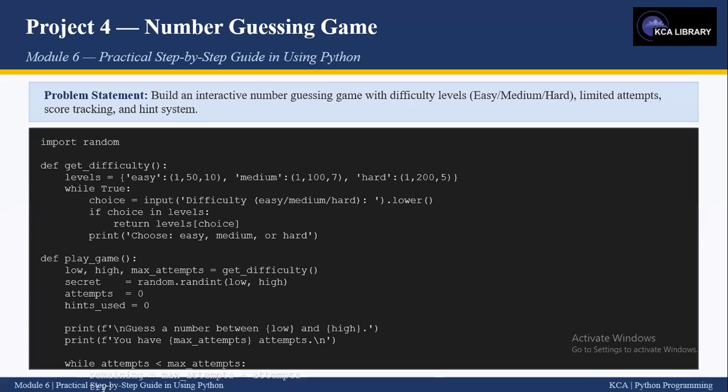The play_game function generates a random secret number, then enters a loop where the player guesses until they are correct or run out of attempts. Every 2 attempts, a hint is calculated based on attempts used and hints consumed. So this example describes the number guessing game. By following it step by step, you will also understand it. And if you run the program, you will see how it is put in place and how it is being used.